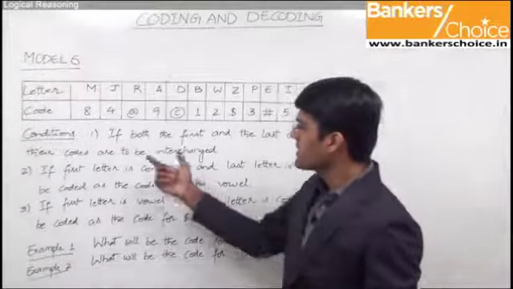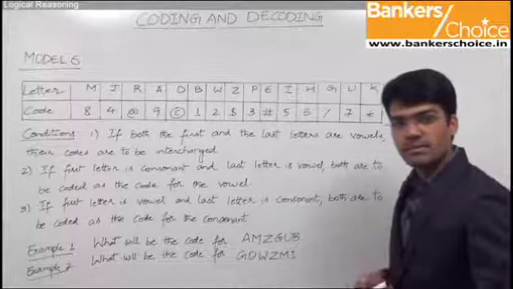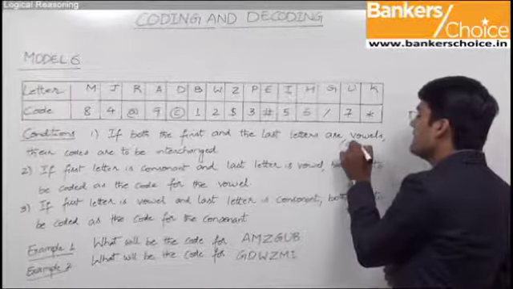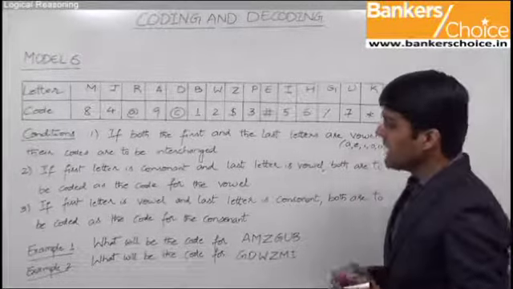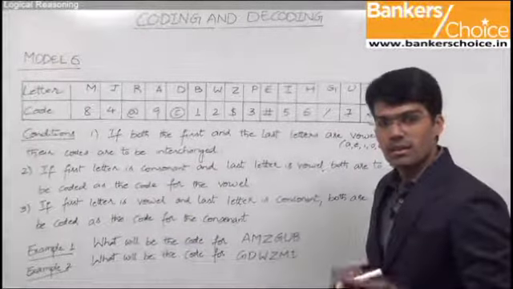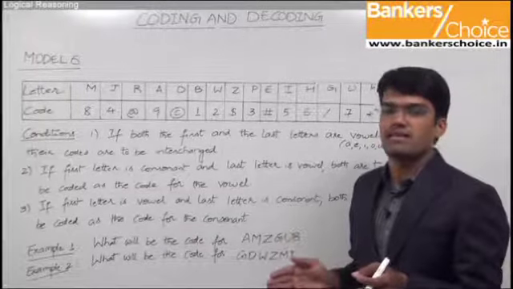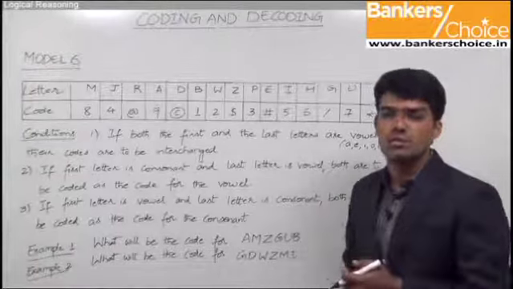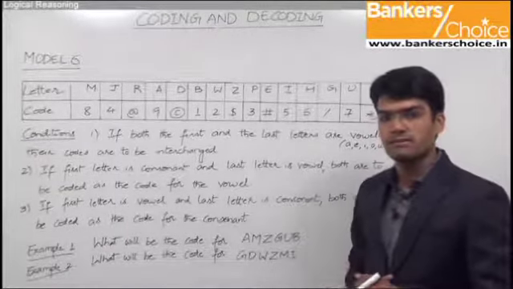The first condition is if both the first and the last letters are vowels. That means if both the first and the last letters are A, E, I, O or U, these are the 5 vowels, then their codes are to be interchanged. For example, let's assume in the given word the first letter is a vowel as well as the last letter is also a vowel. So we need to interchange the codes for these 2 vowels, and the remaining letters are to be coded as given in the table.